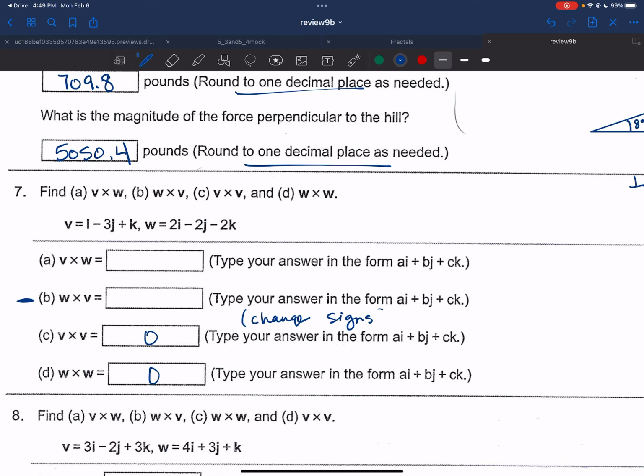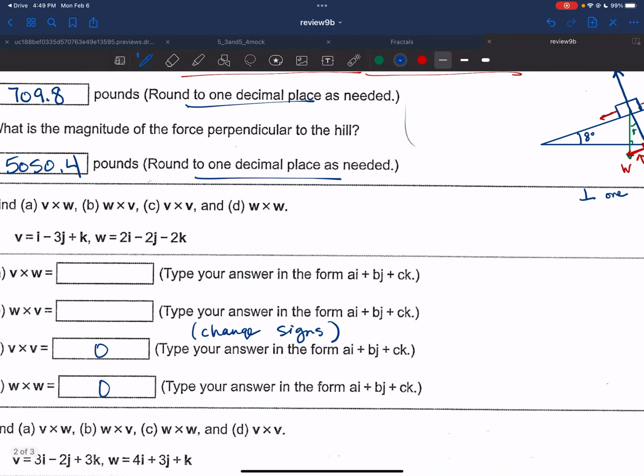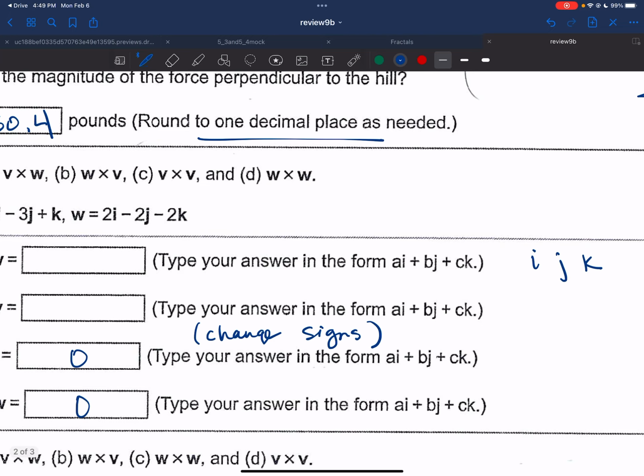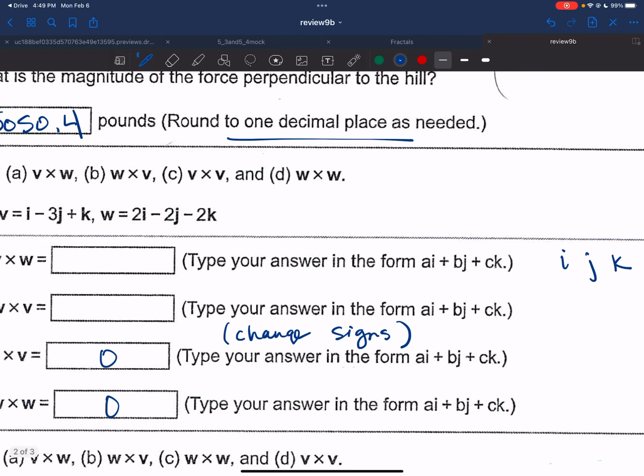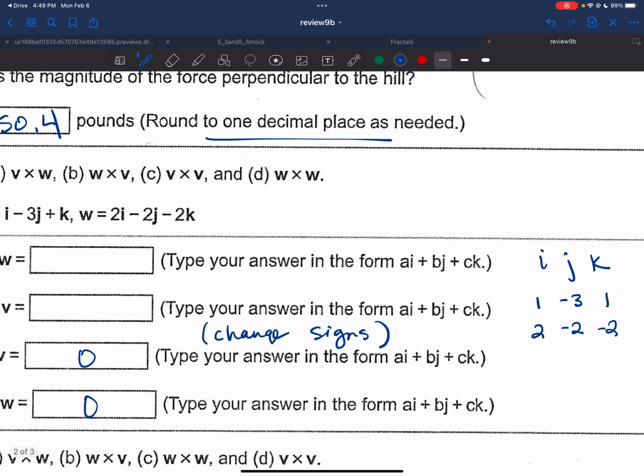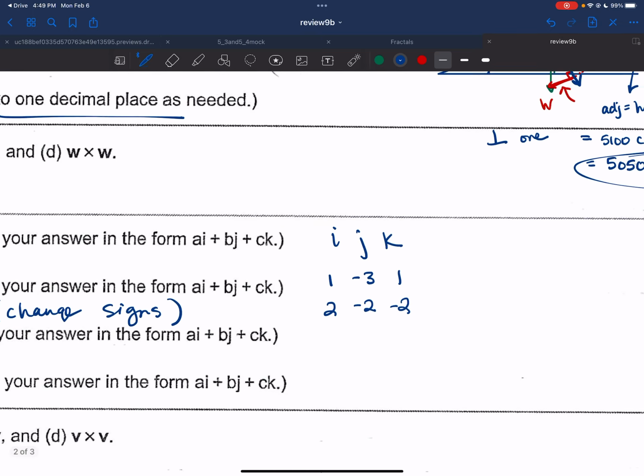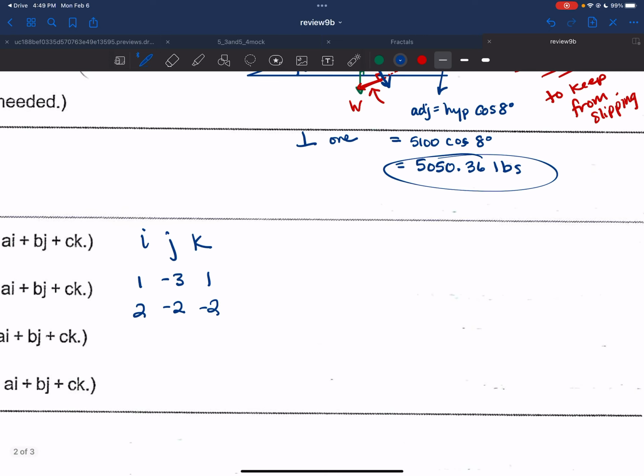So now I only have one thing to do. I'm going to build my i, j, k. On my i row I have 1, -3, and 1, and then 2, -2, -2. If you aren't sure how to do this, go back to the 9.7 cross product video. That will help you walk through it. So now I've got my matrix set up, and I set up my i's minus my j plus my k.